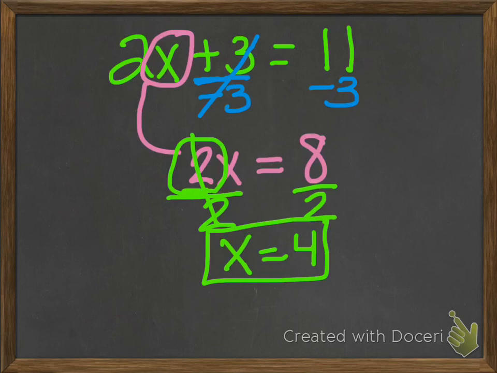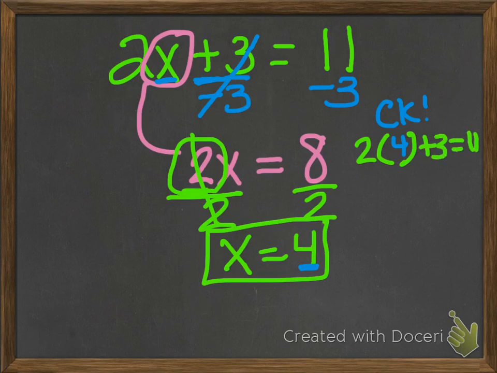Alright, so let's check our answer. So we're going to substitute the value 4 for x. So 2 times 4 plus 3 equals 11. So 2 times 4 is 8, plus 3 equals 11. And 8 plus 3 is 11, so we're good. That's our answer.